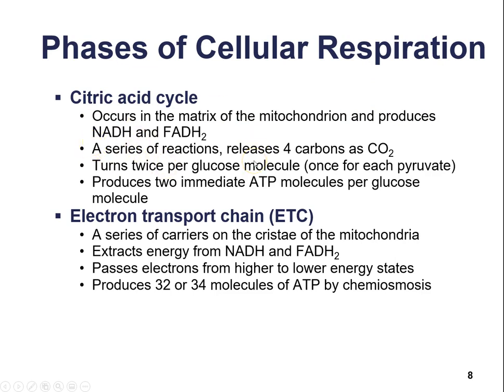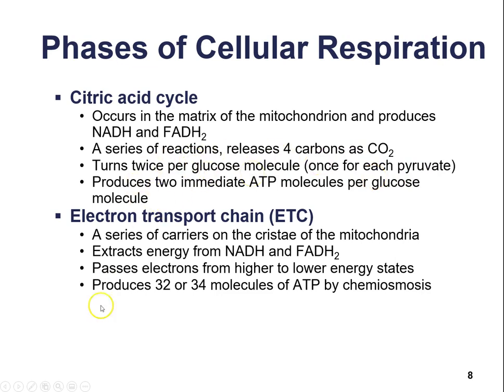And it's a cycle, just like the Calvin cycle is a cycle. So it's a series of reactions. It'll release some carbon dioxide. It will turn twice per 1 glucose molecule, right? Because remember, that 1 glucose molecule is broken up into 2 molecules of pyruvate. Okay, so that's where that's coming from. It will produce some ATP.